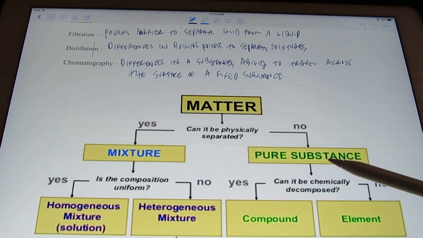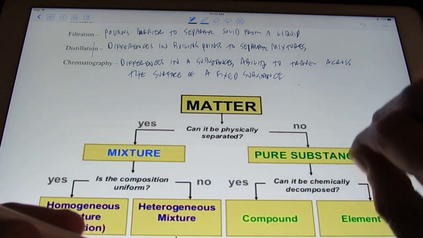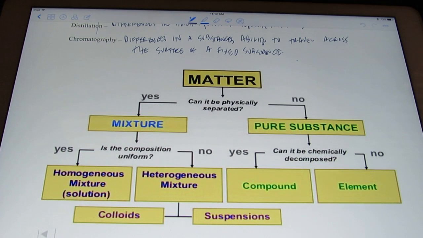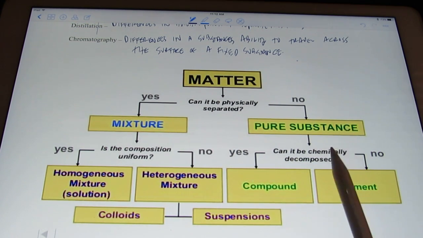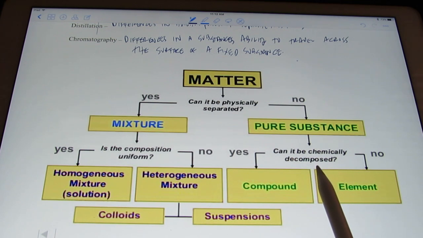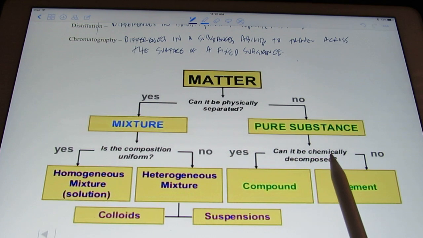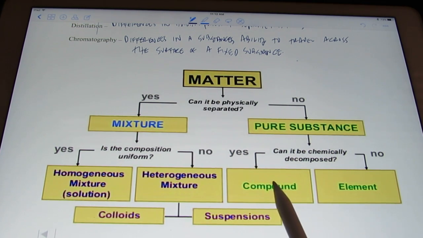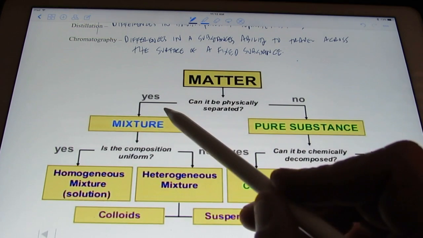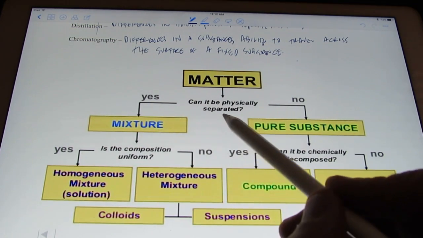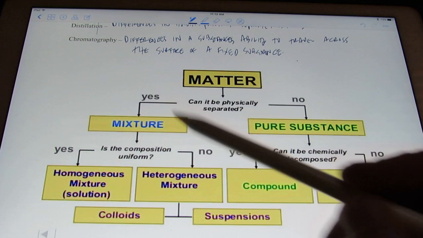The pure substances we discussed were either elements or compounds. We define both. Now, if it's a pure substance and it can be chemically decomposed into something simpler, it was a compound. If it cannot be decomposed into something simpler, it was an element. If you remember, H2O was the example of our compound, and gold was our example of our element. Now, on the other side of this, if it can be physically separated, we have mixtures.